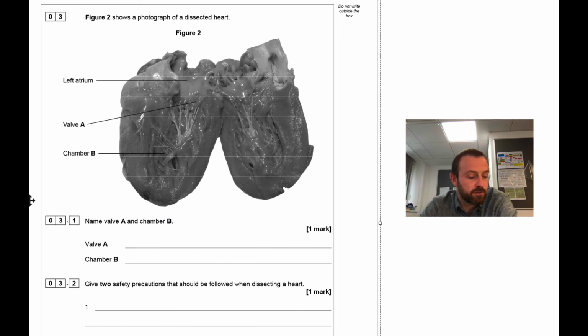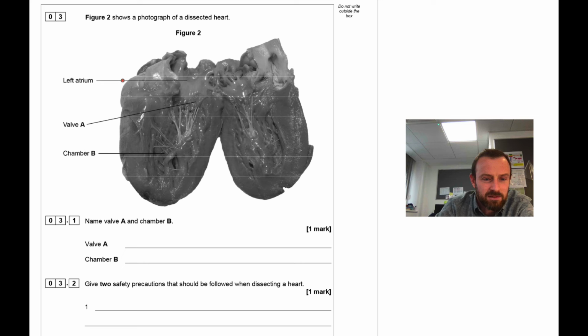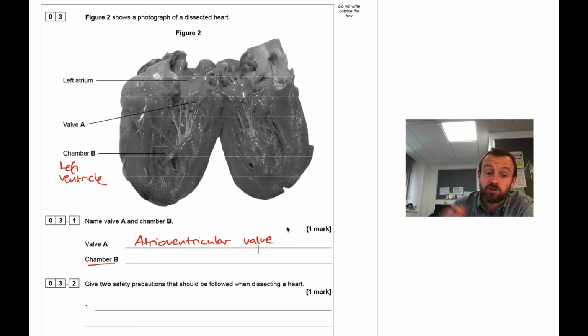Here is a photograph of a heart, a dissected heart. We've got valve A, chamber B, and we've got left atrium. So I presume that probably means, if that's the left atrium, this is probably the left ventricle. Okay, that's that. And then valve A, I would say, is the atrioventricular valve. That's the easiest valve to remember. Well, it's easier to remember than bicuspid and tricuspid.